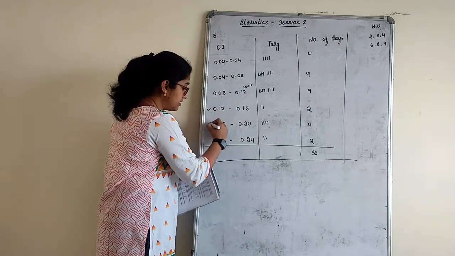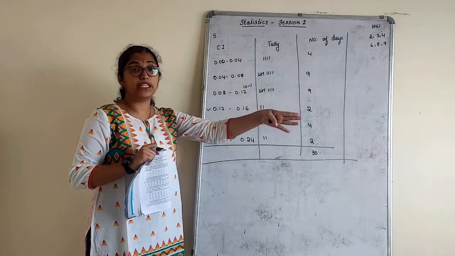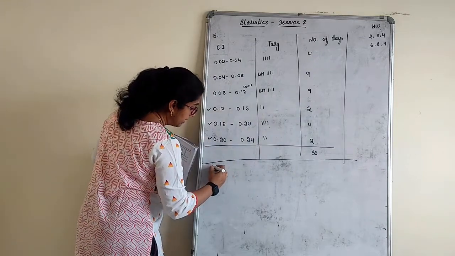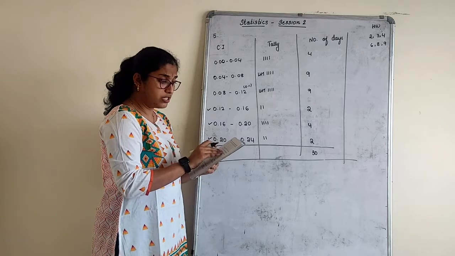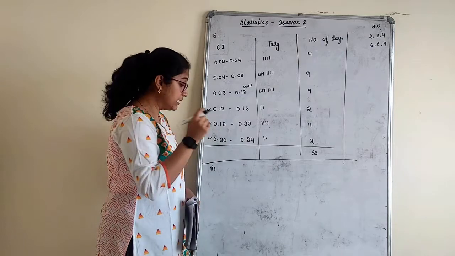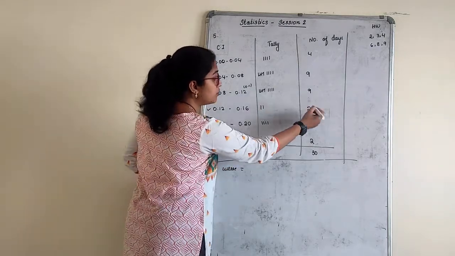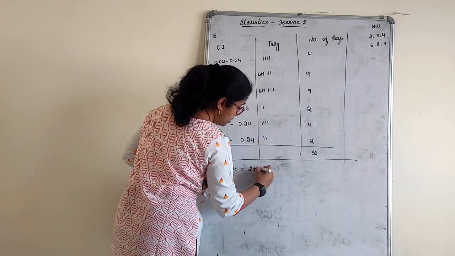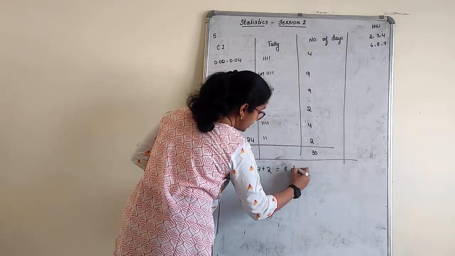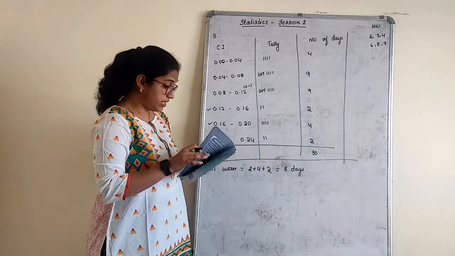That means how many days it was more than 0.11? It lies in this and this interval, not in this. Why? Because it is up to 0.11. More than that were for how many days? So you have to write number of days the concentration of sulfur dioxide more than 0.11 parts per million were. Please write it behind. So 2 plus 4 plus 2, 8 days. Very clear?